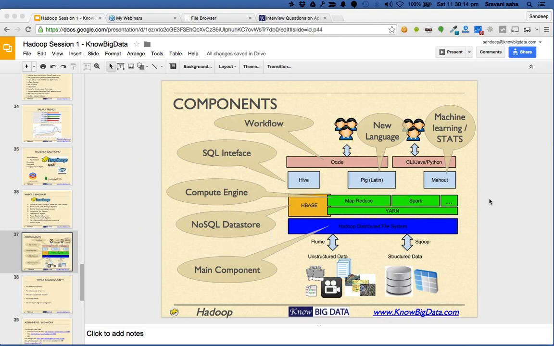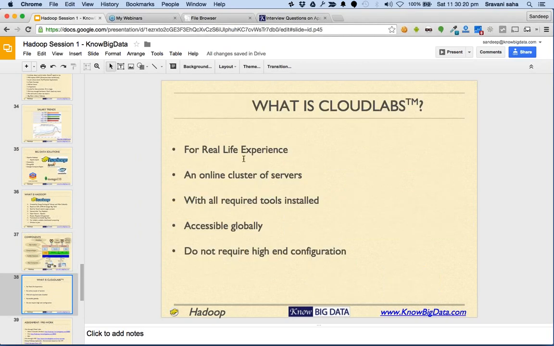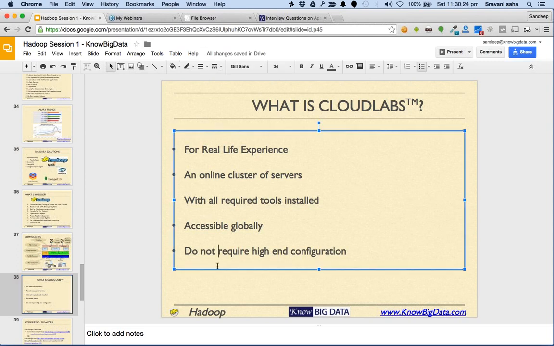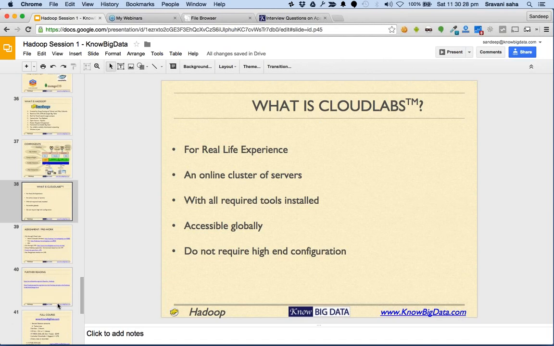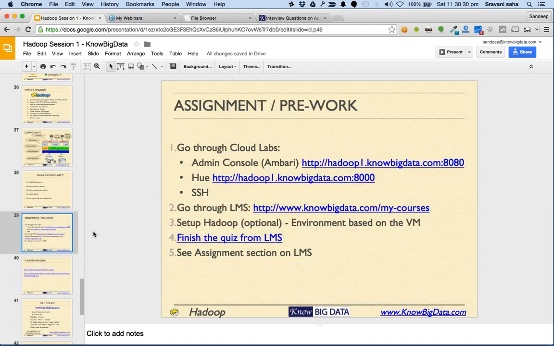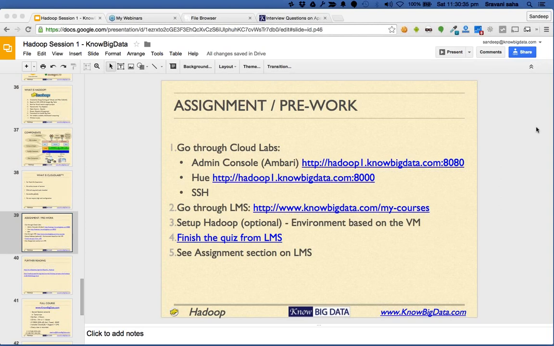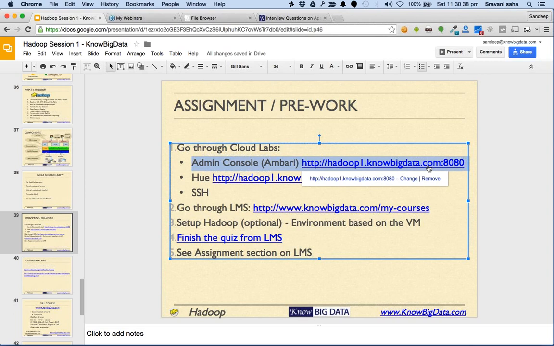All right, so that's pretty much from our side. There is something called Cloud Lab for real experience. Please make sure that you go through the Cloud Labs, and this is for students. Please log into the console and also have a look at the cluster. Right now we have a cluster of 4 nodes.